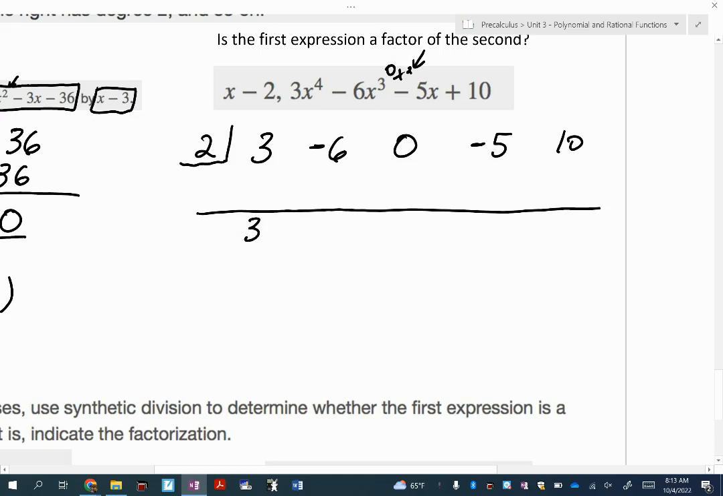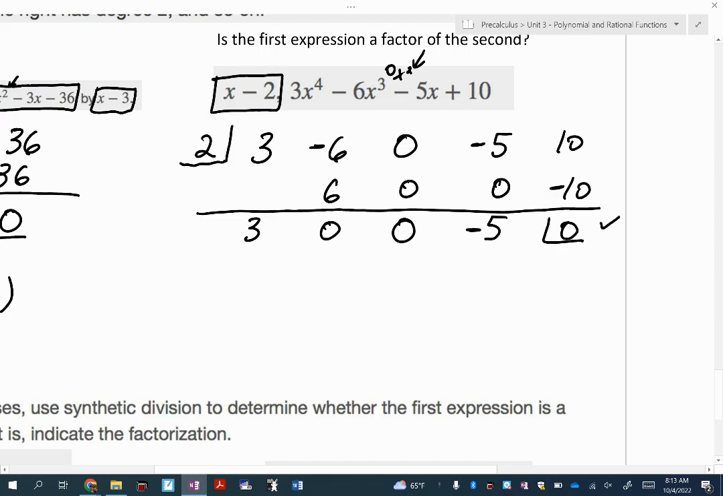Bring down the 3. 3 times 2 is 6. You get 0. 0 times 2 is 0. 0 plus 0 is 0. 0 times 2 is still 0. Add, and you get negative 5. Negative 5 times 2 is negative 10, and you get 0. So is this first expression, x minus 2, a factor? And the answer is yes, because you got 0 in your remainder.